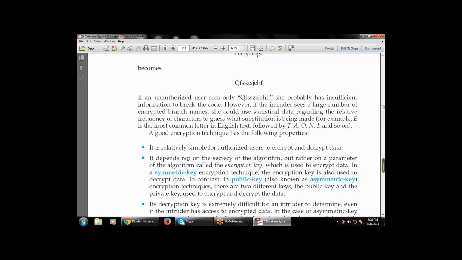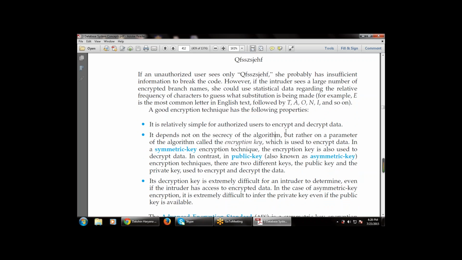We have also studied the various properties of a good encryption technique. If I apply a good encryption technique, what are its properties? It is relatively simple for authorized users to encrypt and decrypt the data. It depends not only on the secrecy of the algorithm, but rather on a parameter of the algorithm, that is, the encryption keys used to encrypt the data.